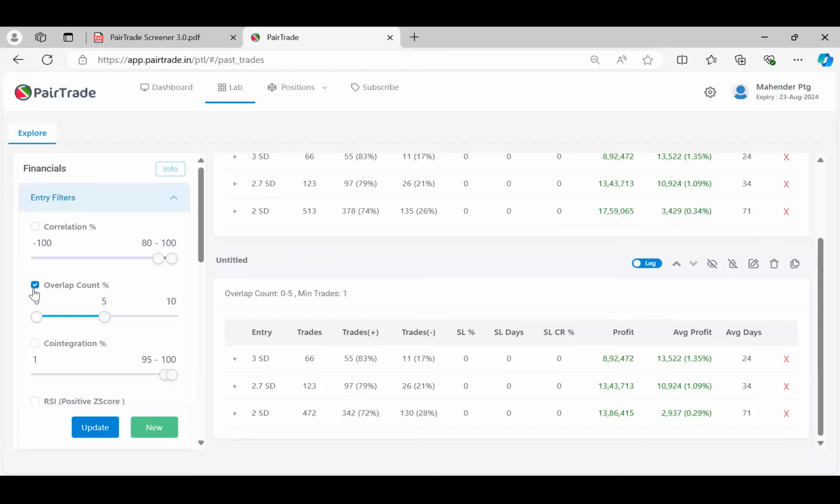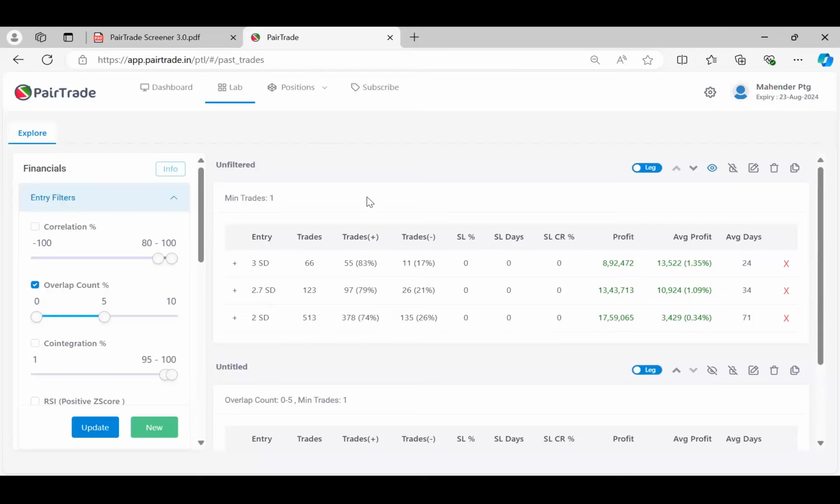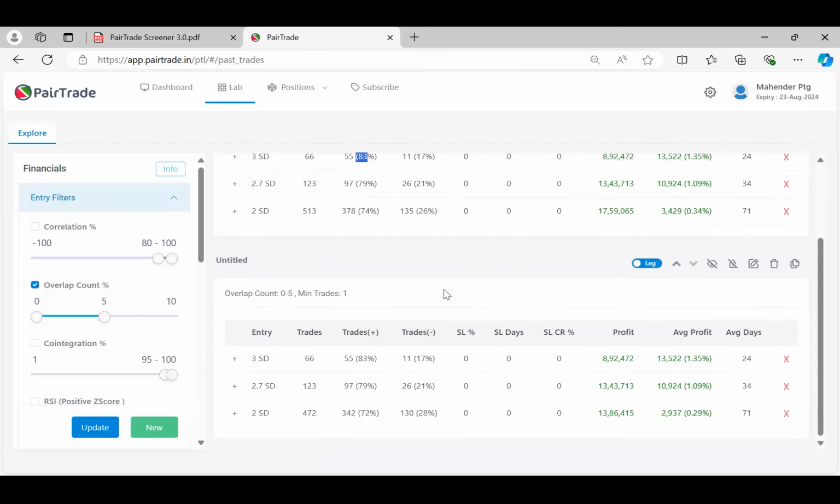Right. So the overlap count does not have much effect on the output because, without using any filter, the accuracy is still very high, right? So 83%, 79, 74. Not much of an effect. Okay, so what I will do is remove the overlap count. Then I will go with the correlation. Let's see if correlation has an effect.